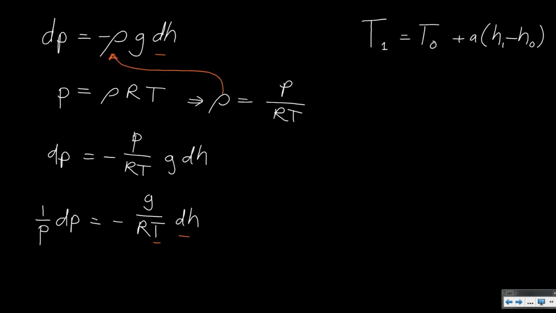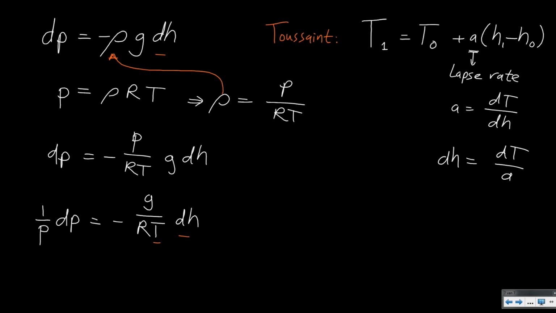And this is called the formula of Toussaint, which gives the temperature as a function of altitude. So, as we said, we start with the temperature. This character A is the lapse rate, or temperature gradient, and it's given in Kelvin per meter, and it indicates a change of temperature per change in altitude. In other words, dT divided by dH. We can also write this as dH equals dT divided by A. And this is useful for our equation because by filling in this equation for the dH, we get much closer to something we can solve.